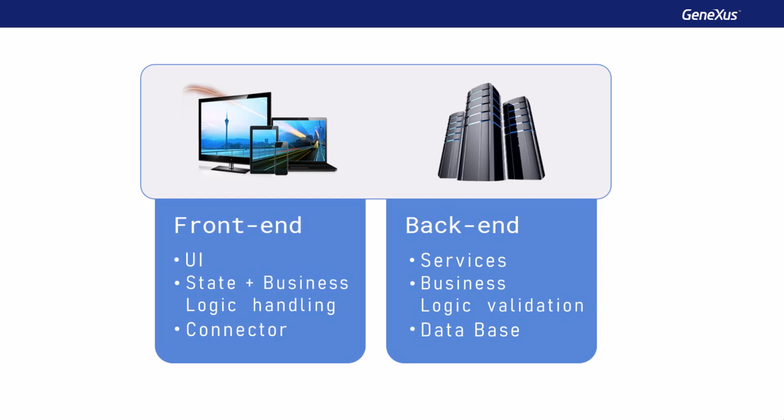The front end is where the application actually runs and is the part that the user interacts with. Also, it has the user interface, maintains the state of the application, and handles the business logic. The back end is where the services that serve the front end are located, the business logic is validated, and the data is obtained from the database.